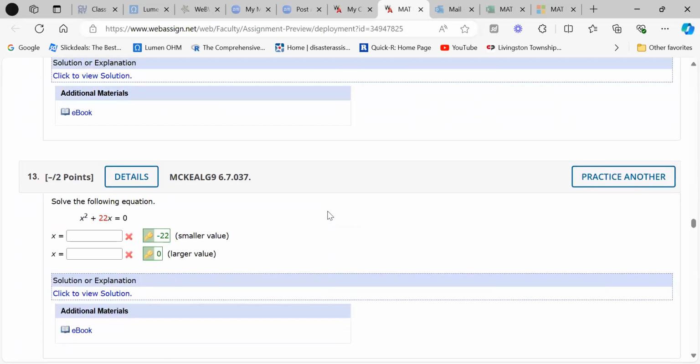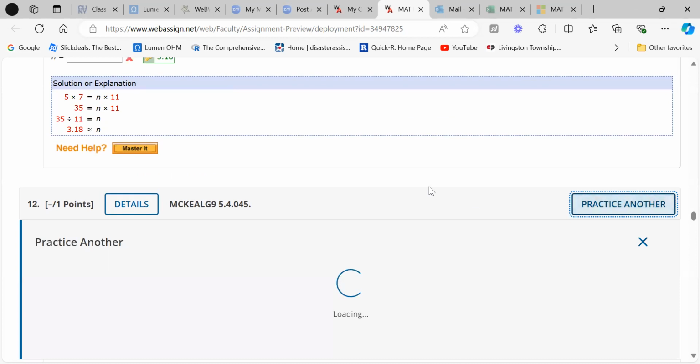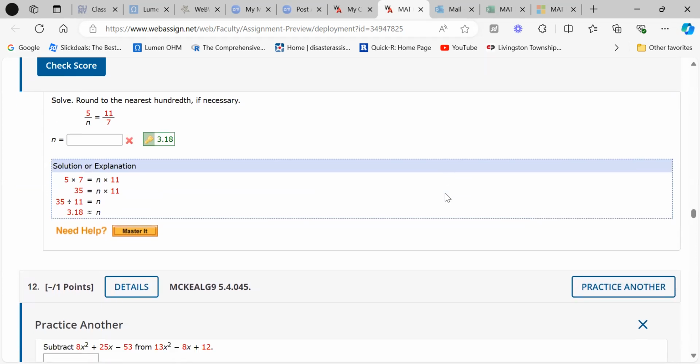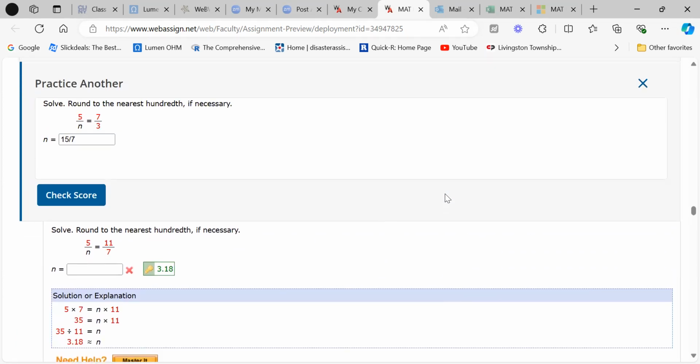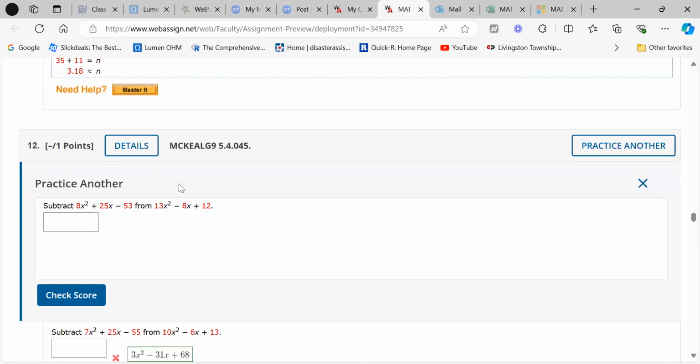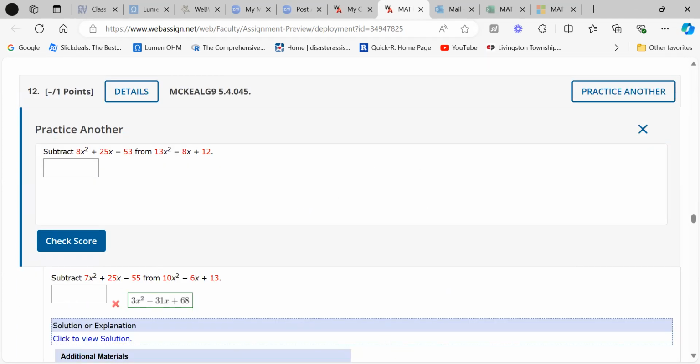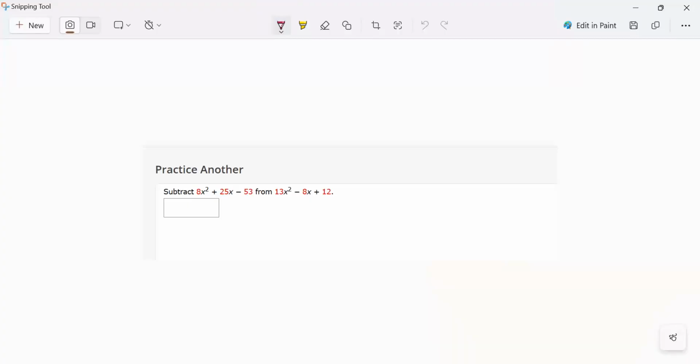You guys try this. While doing this, I'm calling attendance. Question 12. Yes, let's try this. Actually, you guys can try. I'm calling attendance.